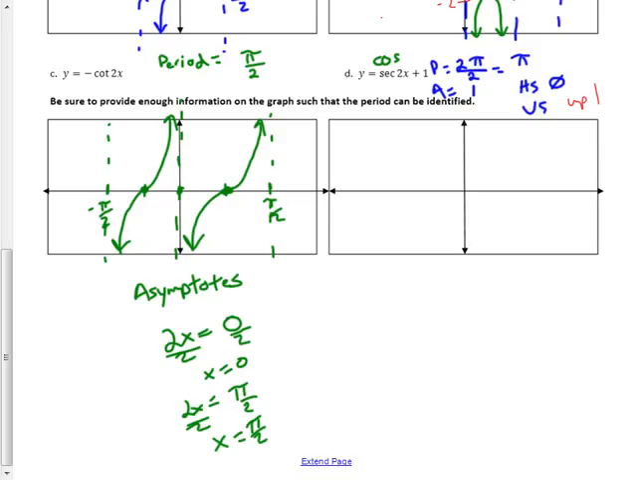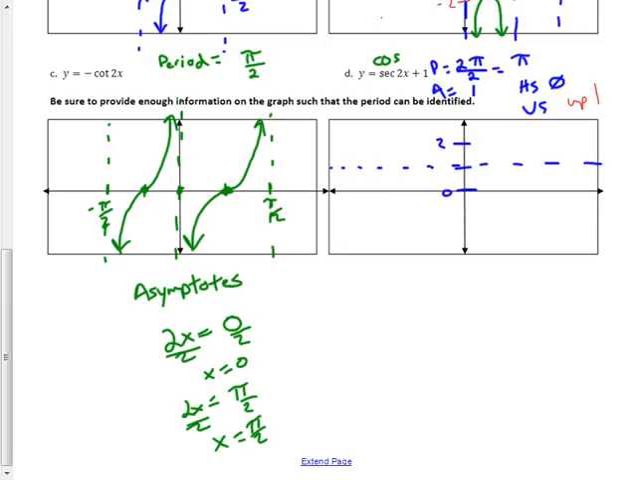Again, my blue pen turns into red. I don't know how that happens. So we'll try to get back to blue here. I've got an amplitude equal to 1, a vertical shift of up 1, so this goes up 1. And from there, my amplitude goes up 1 and down 1.